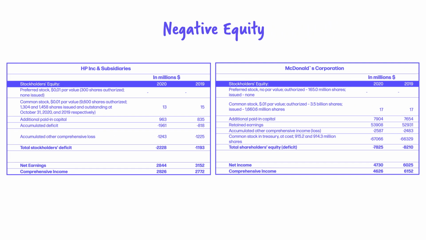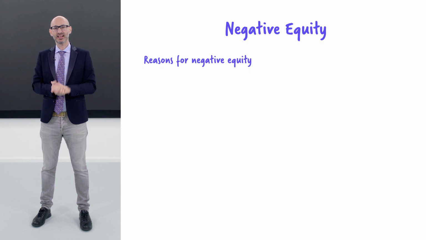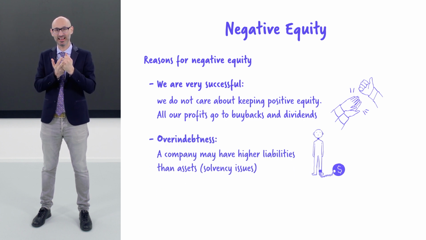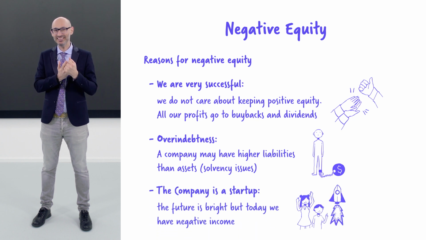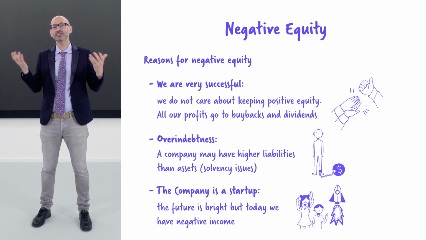I put McDonald's next to it. As you see, net income per year at McDonald's is 4,730 million. But shareholder equity is again negative. We have tons of examples like these. If equity is negative, there are three distinct possibilities. Either A, the company is very successful, B, the company is very unsuccessful and has a lot of debt, C, the company is young, is a startup, and the future is very bright, but at the moment they are not generating positive income.